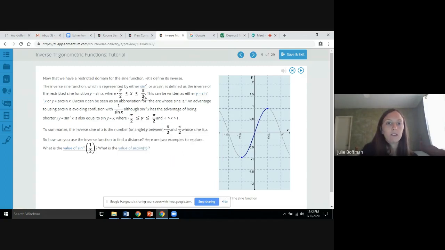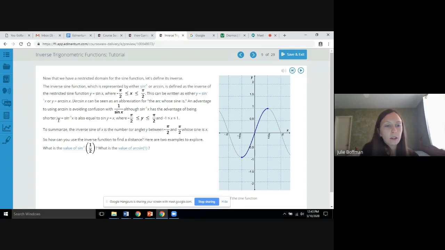Now, because that can be kind of confusing, they say that you can also use arcsine, ARCSIN. That's the exact same thing. It's just two ways of writing the inverse of sine. So both of those are defined as the inverse of the restricted sine function where the domain is now negative pi over 2 to pi over 2, which was the restricted domain for the original. So just keep that in mind. Now this just talks about it can be written either way and what's the advantage of both. Don't worry about that. Just know they're the exact same thing.